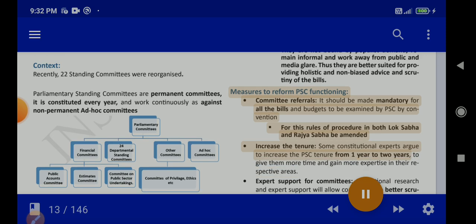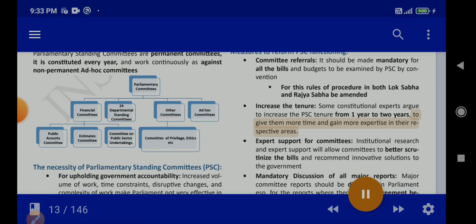Measures to reform PSC functioning. Committee referrals: it should be made mandatory for all the bills and budgets to be examined by PSC by convention. For this, rules of procedure in both Lok Sabha and Rajya Sabha should be amended. Increase the tenure: some constitutional experts argue to increase the PSC tenure from 1 year to 2 years, to give them more time and gain more expertise in their respective areas.